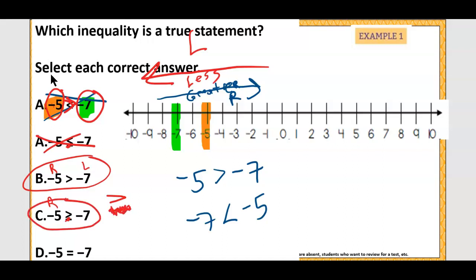This bottom line means it's equal to. I know it looks like a minus sign, but it's kind of like they took the equal sign and said, you know what, let's take the top and make it greater than. So it's greater than or equal to. That's what that means. And we, of course, know -5 is not equal to -7, so that's not it. So the answers would be B and C. Even though there's 2 A's here, just keep that in mind.